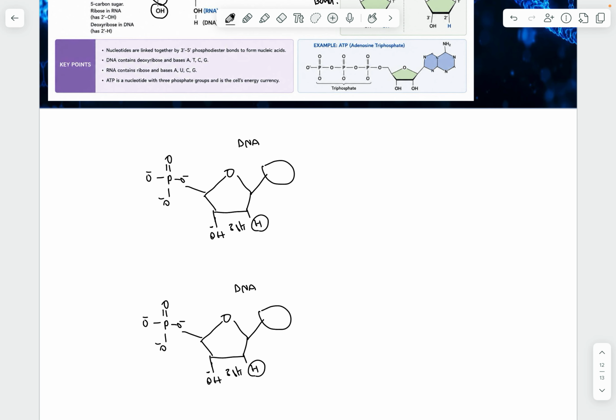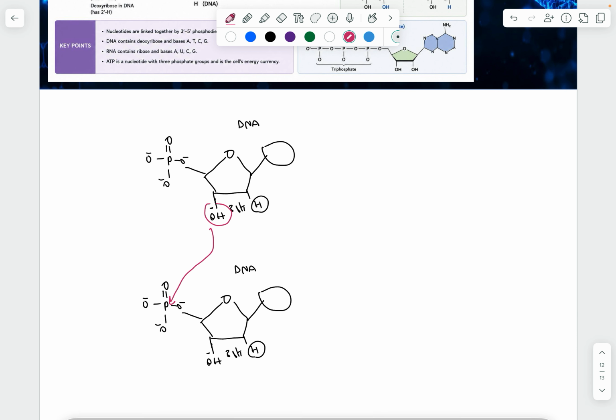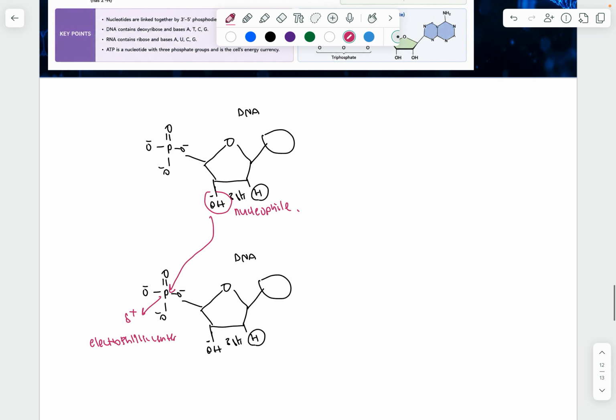Now, what this O is going to do is attack this phosphate, because notice how this is relatively electropositive. So this is serving as your electrophilic center. The OH would lose its hydrogen, and then your O would become negative. So this would serve as your nucleophile. Your nucleophile is going to attack the electrophilic center, and then you will eventually form a phosphodiester bond.